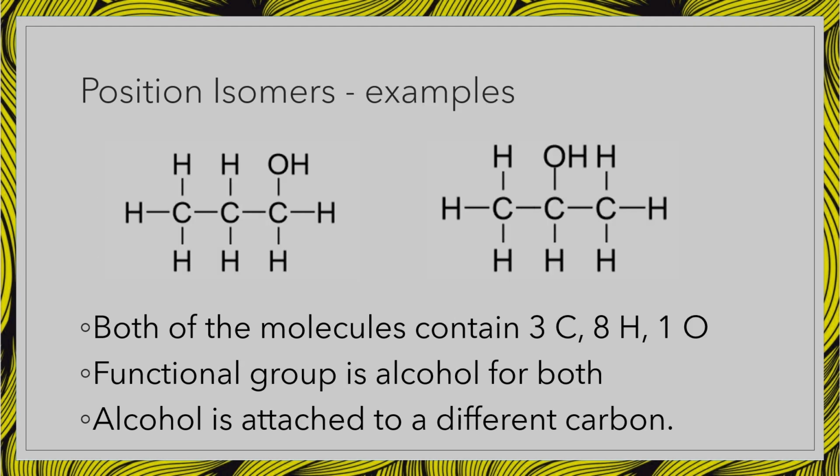Now, look at these. These are some propanols. Both of them contain 3 carbons, 8 hydrogens, and 1 oxygen. They're both alcohols. It's just that the alcohol's on a different carbon. On the left-hand side, it's propan-1-ol. On the right side, it's propan-2-ol. So it's just changed position. We can see that they're both propanes. The parent chain has not changed. They're both alcohols, so the functional group has not changed. It's just moved spot. So that's a position isomer.